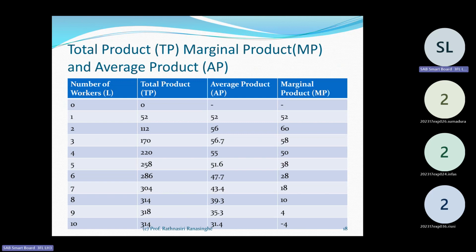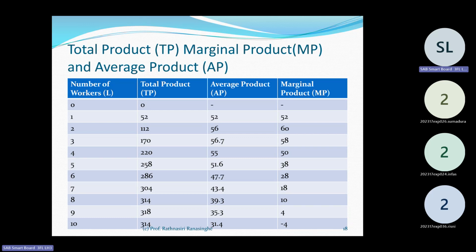Average product, the average productivity of labor, is the total product per unit of labor. How do we obtain the average product? Total product divided by L, labor. And the marginal product means the change in total product when you change the labor input by 1 unit. So the responsiveness of total production to change in labor input is given by marginal product.